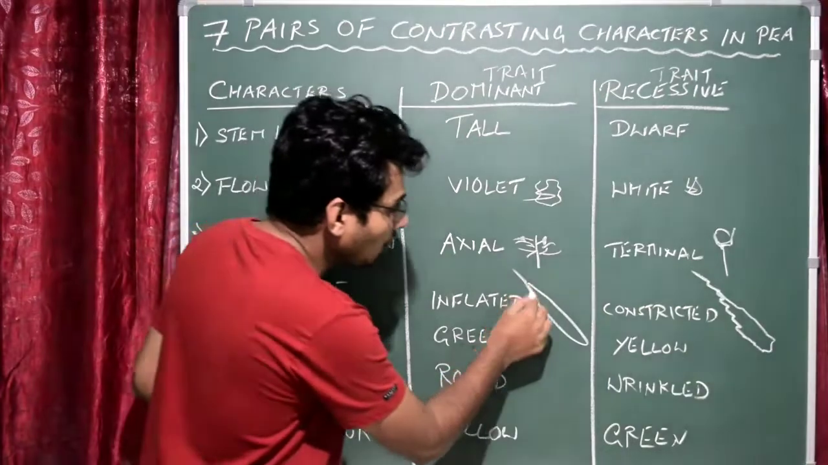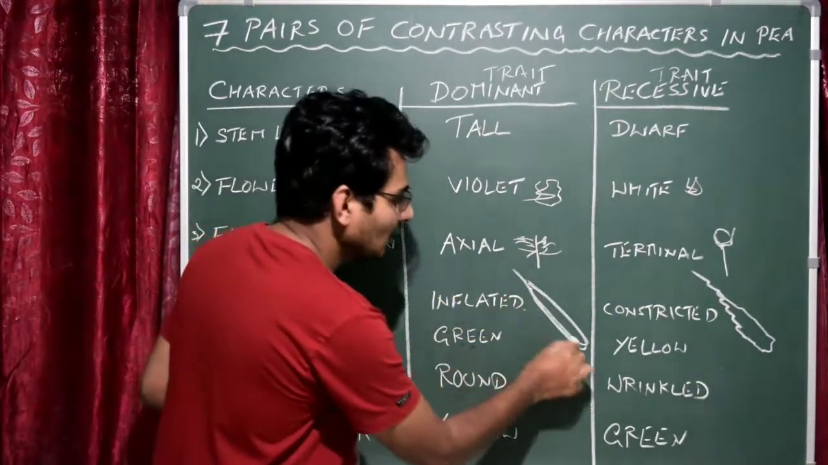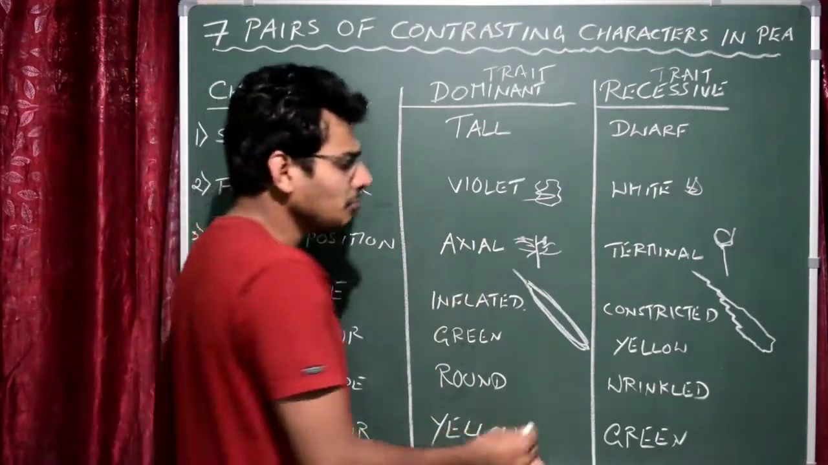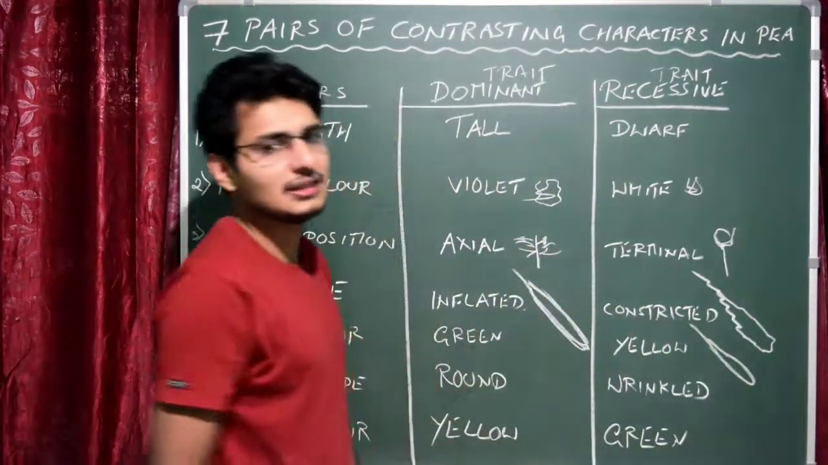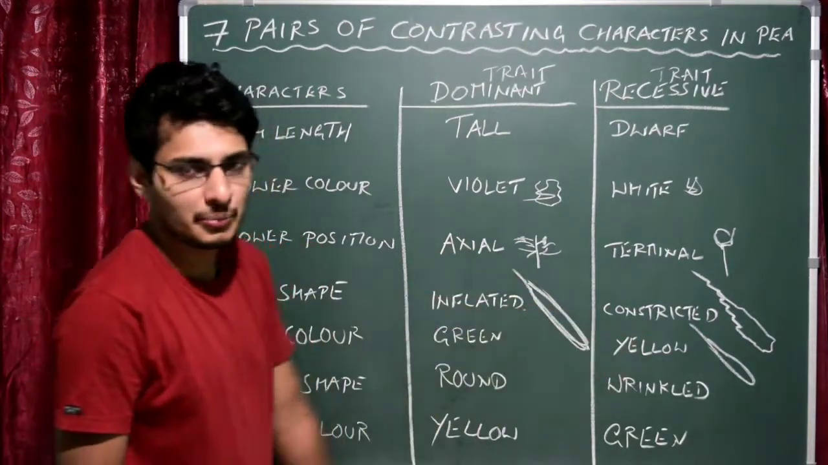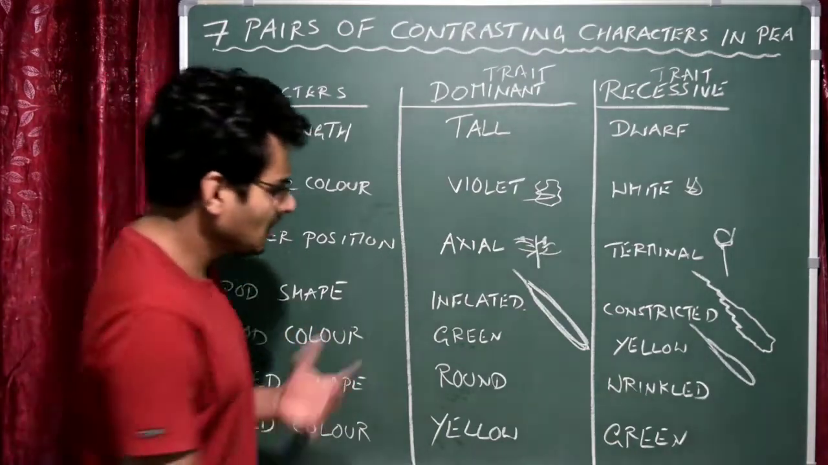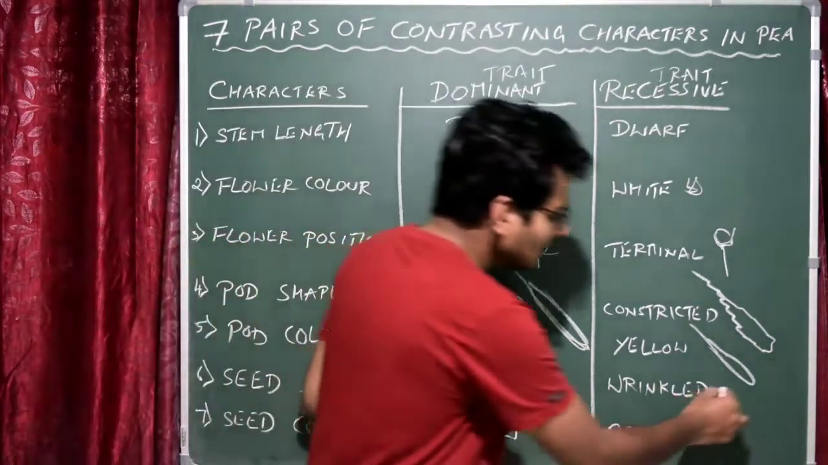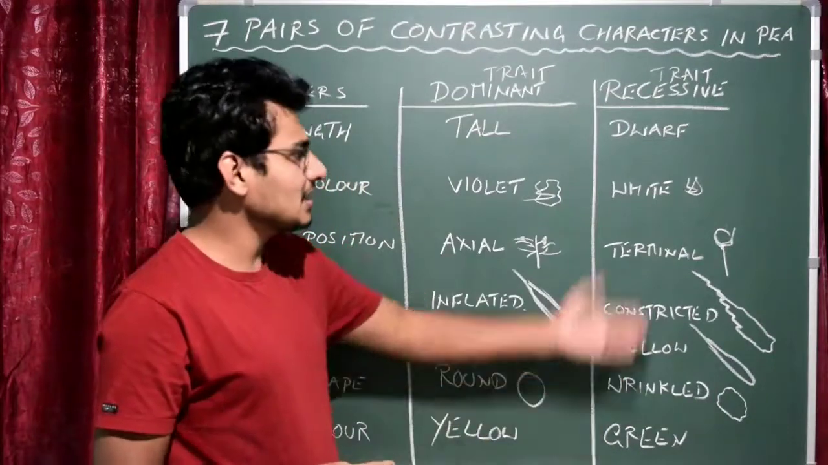The dominant pod color is green. Sometimes you find yellowish colored pods, which is the recessive character. So for pod color, the recessive one is yellow. The next one is seed shape. What is the shape of the seed? Majority are round, that is the dominant character. Very rarely you see constricted or wrinkled seeds, that is the recessive.